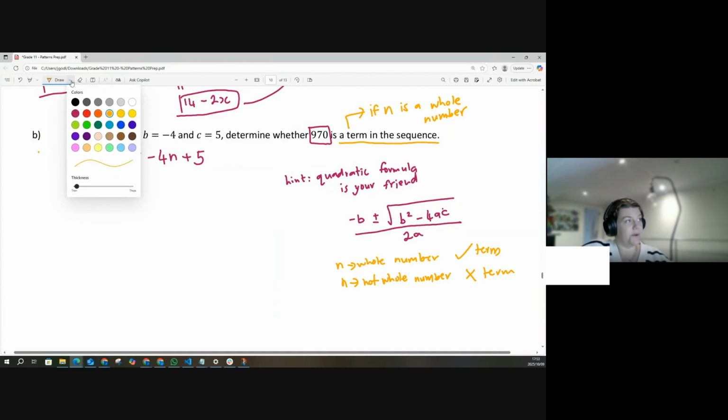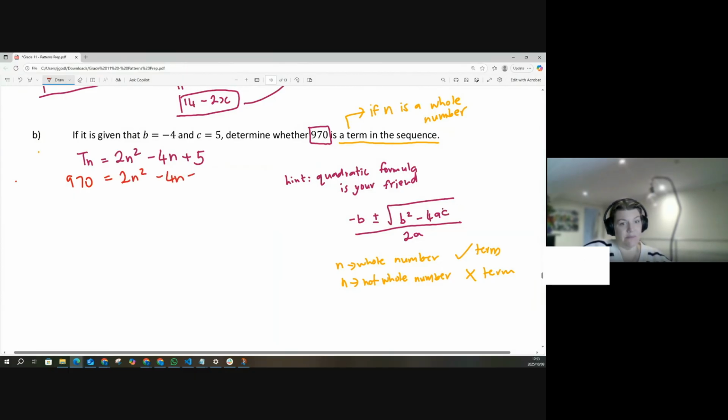So what we're going to do is pop it into our quadratic formula over here. What we've got is 970 is equal to 2n squared minus 4n plus 5. Whenever we use our quadratic formula, it needs to equal 0 on the side. So we're going to move that over. So we're going to have 2n squared minus 4n minus 965. So that means that A is 2, B is negative 4, and C is negative 965 for this.